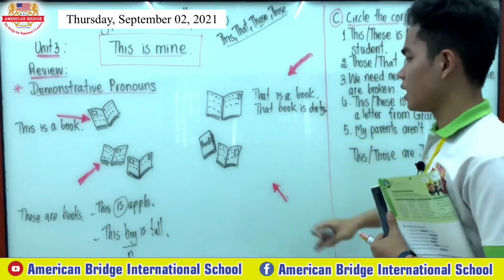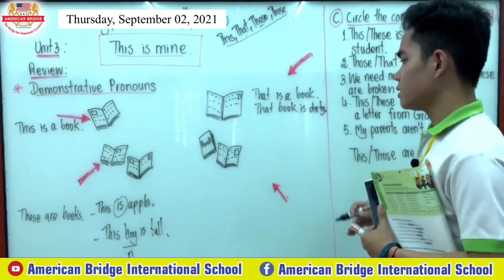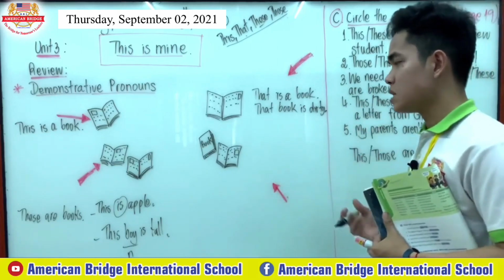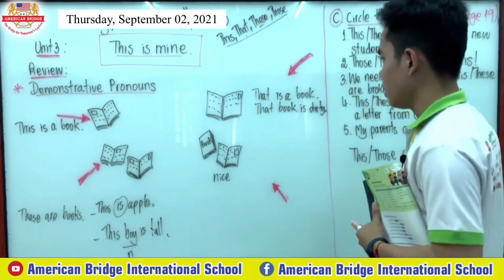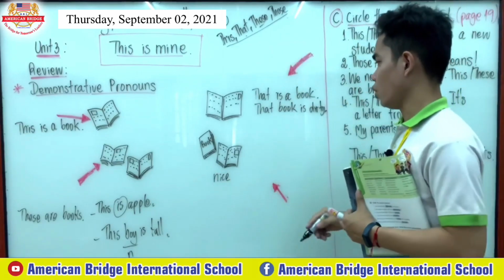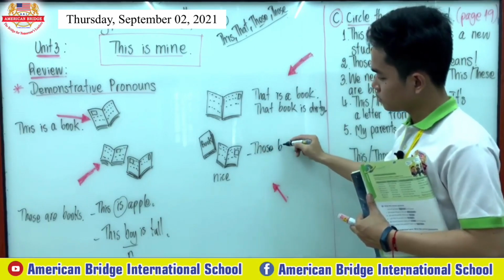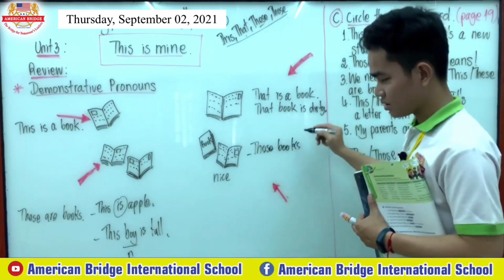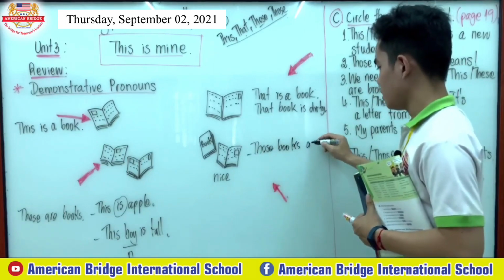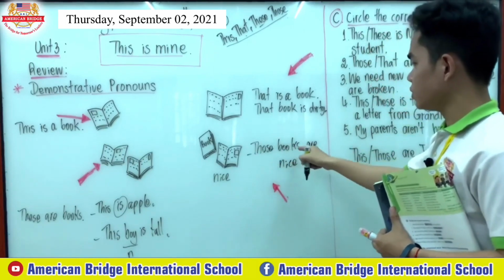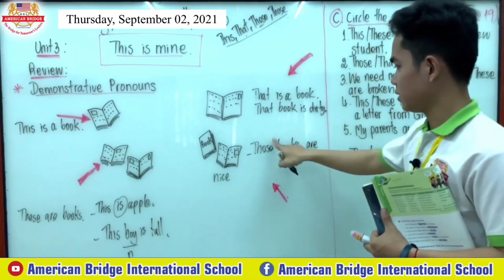Okay, so our last picture, we have two books. So I want you to use the demonstrative adjectives. Let's imagine the books are nice, right? Okay, so you have to use it with "those", right? Those books, don't forget s, are nice, right? Those books are nice, okay?